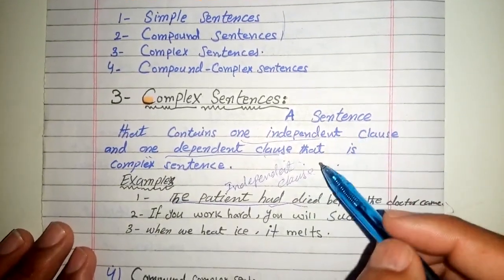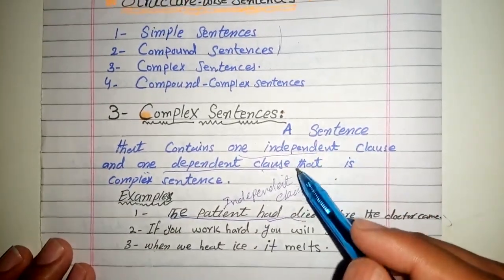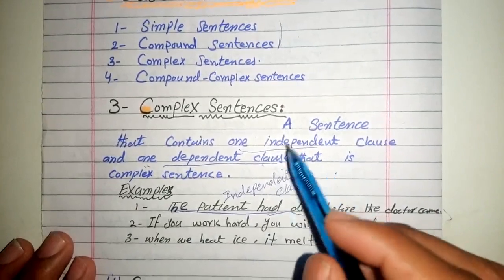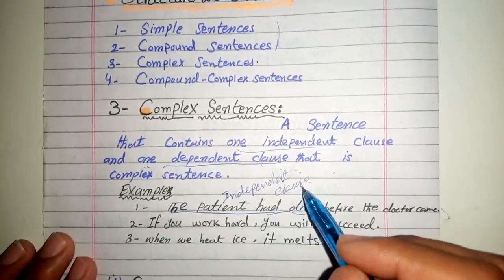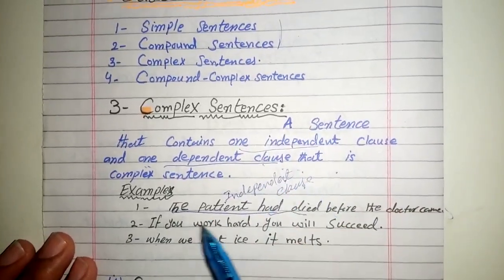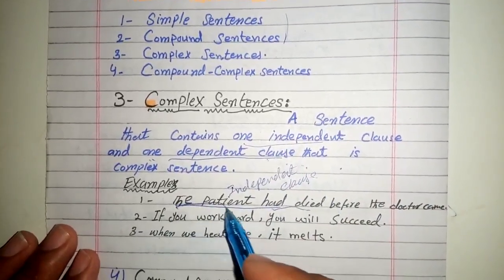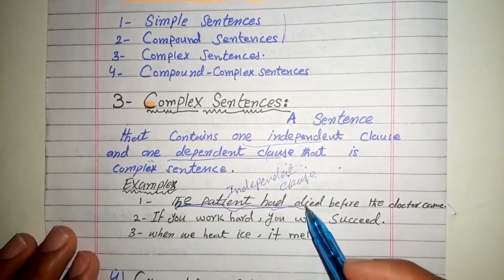You have to watch that video related to clauses, which helps you understand this lecture. Independent means the clause that expresses a complete thought is called an independent clause. This clause is expressing a complete thought, that's why it is called an independent clause.